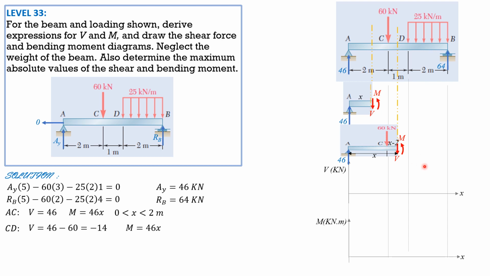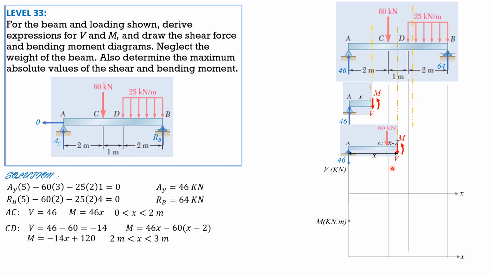This is x minus 2. So moment is 46 times x minus 60 times quantity x minus 2. Simplifying, moment is negative 14x plus 120. And this is applicable from 2 to 3, or for CD only. Then for the next section, we have another segment.